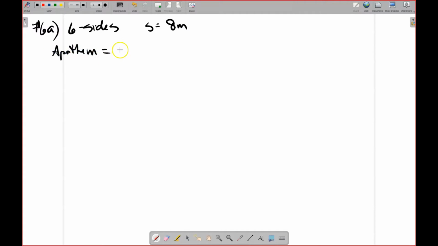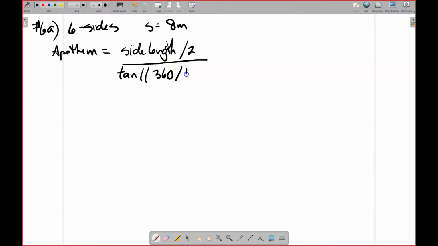The apothem is equal to the side length divided by 2. Then that's divided by the tangent. So digging into some of your trigonometry from earlier days: 360 degrees divided by the number of sides. Then you take whatever that is and divide that by 2. So that's the formula. Obviously something you'd like to have on your memory aid.